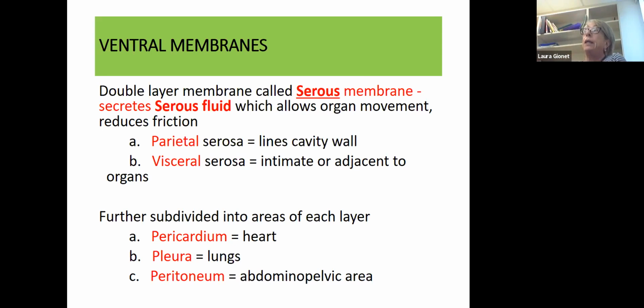The parietal layer is the layer that's most superficial and lines the cavity wall. The visceral layer is the deeper of the two and is intimate or adjacent to the organs that it's surrounding. So you always have a parietal, which would be the superficial layer, and the visceral, which would be the deeper layer that's intimate. Viscera means organ, intimate with the organs. And then we take that and we further subdivide these membranes into their cavity. So the two membranes that surround the heart are considered the pericardium. You have a visceral pericardium and a parietal pericardium. We have the pleura, or the membranes that surround the lungs, and the peritoneum are the two membranes that surround and define the abdominal pelvic area.